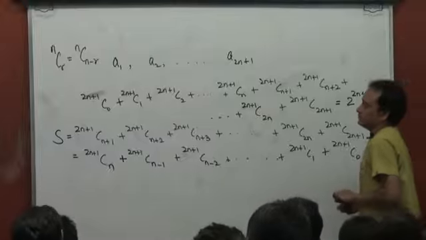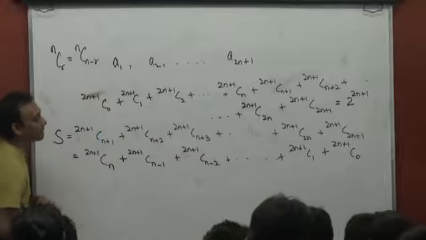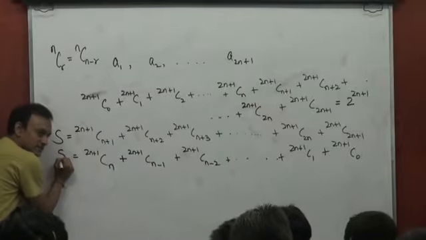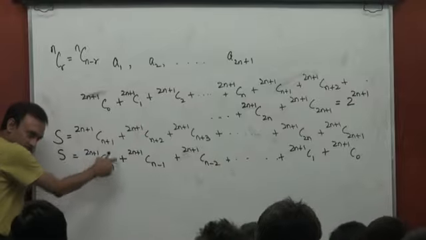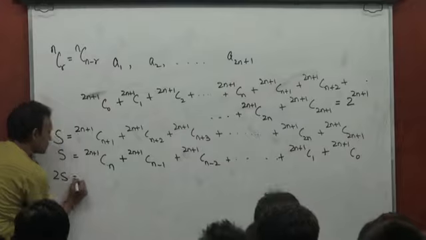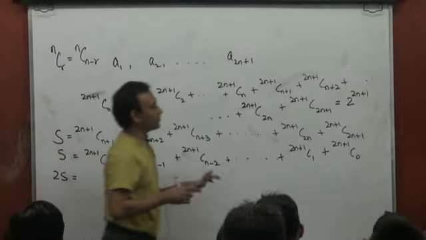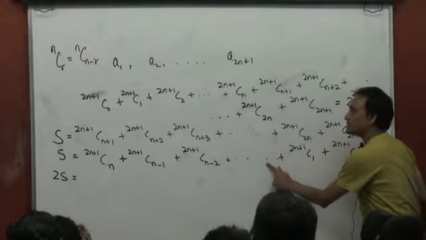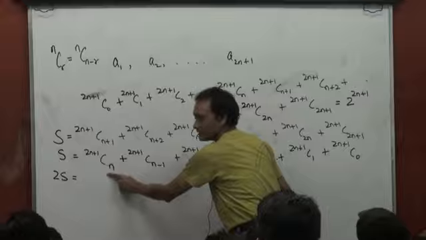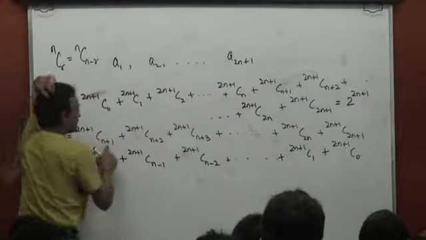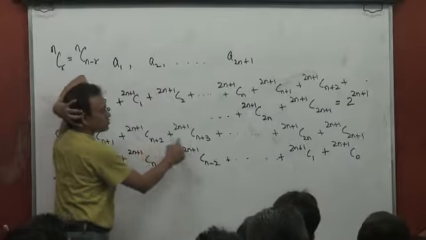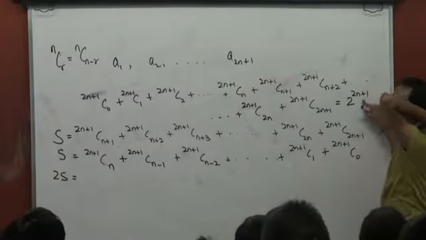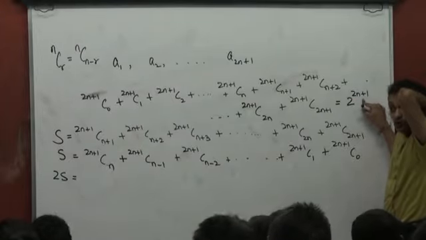Hey, what it really boils down to is the terms are, if this is S, this is also S. If this is S, this is also S, right? So then 2 times S would be, look at the following. (2n+1)C0 plus (2n+1)C1 plus (2n+1)C2 plus (2n+1)Cn plus (2n+1)C(n+1) plus (2n+1)C(n+2) plus (2n+1)C(n+3) plus (2n+1)C(2n+1), which is actually 2 to the power 2n+1, yes or no? You know what I'm saying?